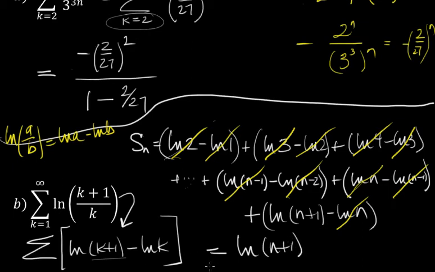That's what Sn is. And if the series converges, it converges to the limit of Sn as n goes to infinity. But the limit of Sn then does not exist. And so we say that the series diverges.